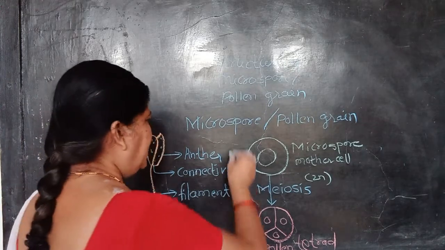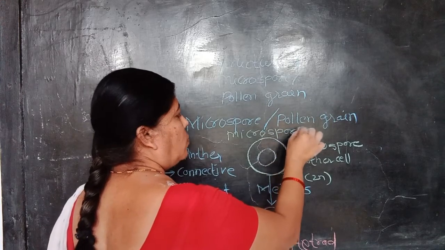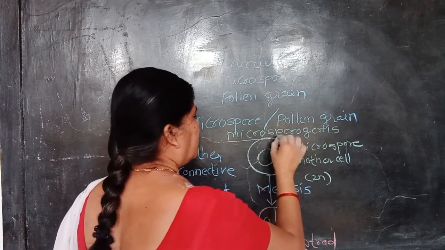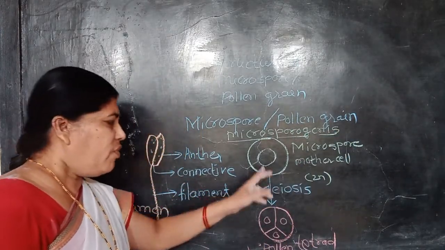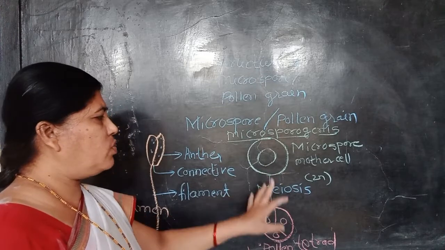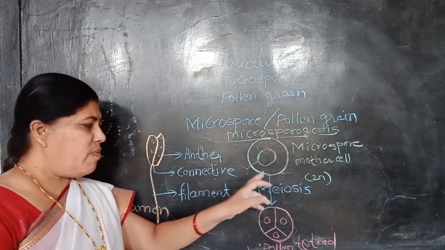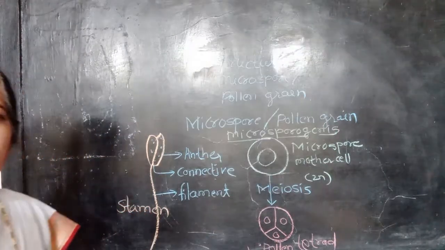And this process is called as microsporogenesis. It is a very important process. Microsporogenesis definition is very simple. Formation of pollen grains from microspore mother cell is called as microsporogenesis.